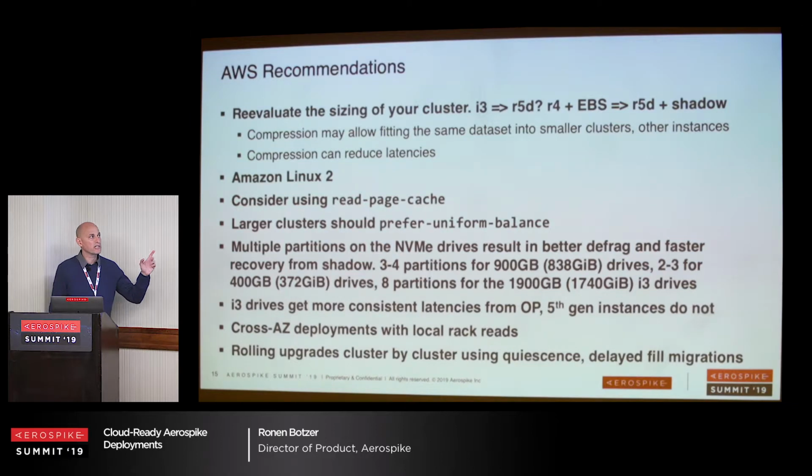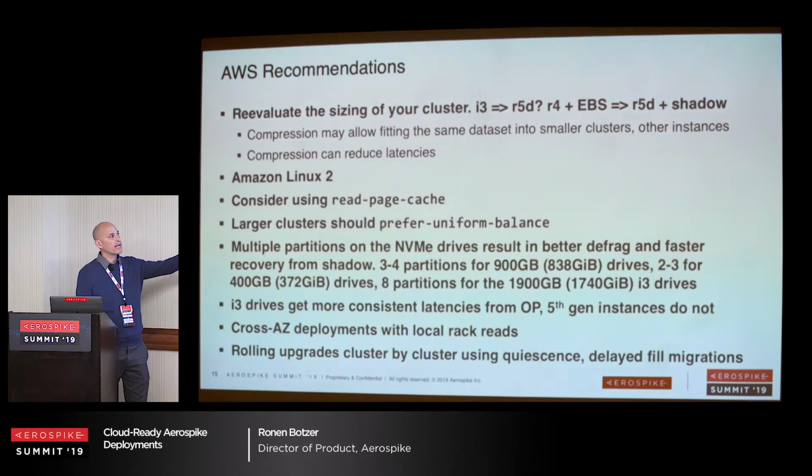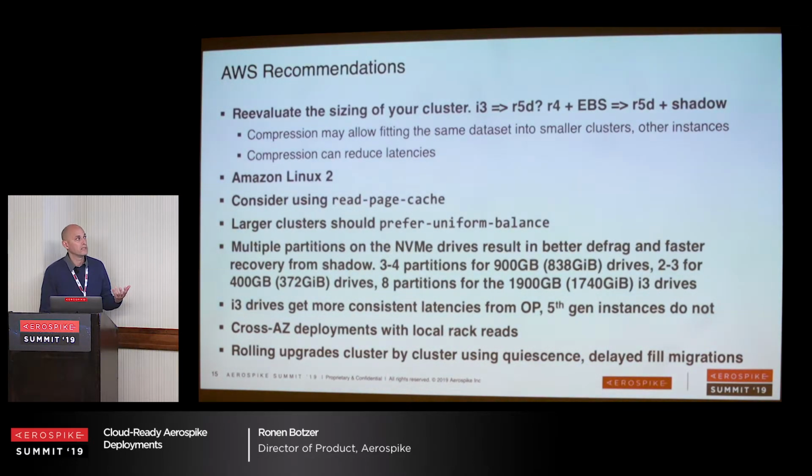The 5th generation instances, by the way, R5Ds, have much better EBS networking. It's a brand new thing. So if you're also using shadow device and you're on I4 or R4, move to R5 just for that, because the networking with EBS is better. And it's cheaper for some weird reason. So they definitely want to push you towards moving from the older generation to the newer generation. Compression may allow you to now fit data sets that were on i3s into these things, okay?